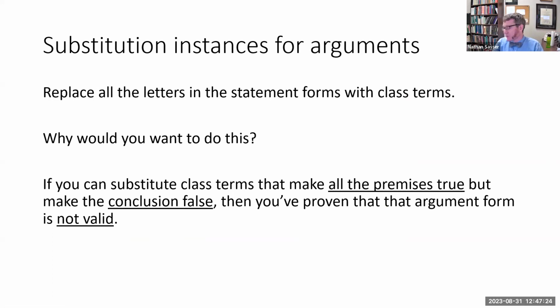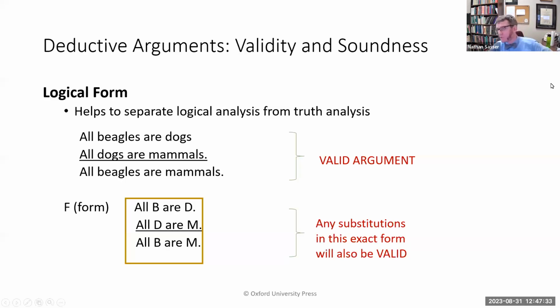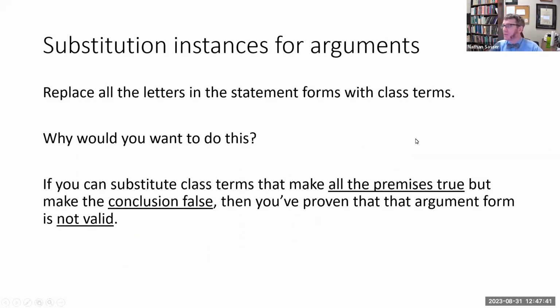Now, this leads us to another move that we can make, which your textbook tells us about. We can develop substitution instances for arguments. In other words, once we've reduced an argument to this form, we can then plug in a set of three other class terms. So instead of beagles, dogs, and mammals, we can plug in men, women, and humans, or snakes, mountains, and rain. It doesn't matter.